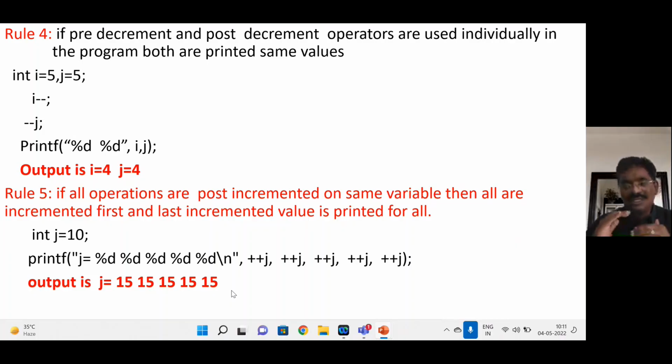But in most cases, people think that the values are 10, 11, 12, 13, 14, and then 15. But actually here the j value is printed only as 15, 15, 15, and 15.